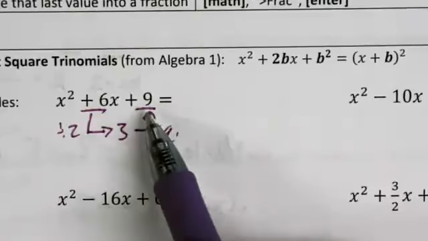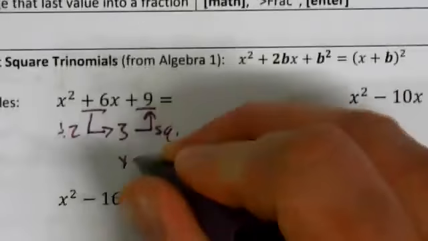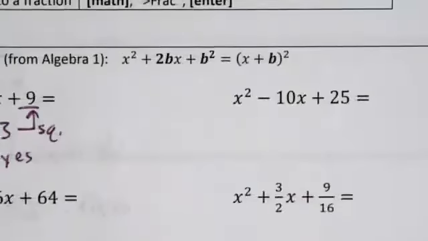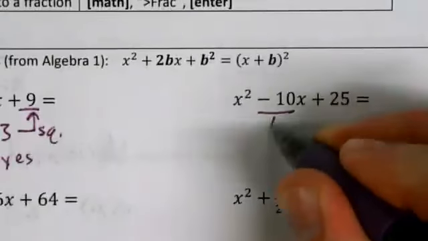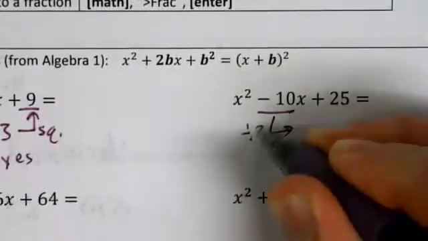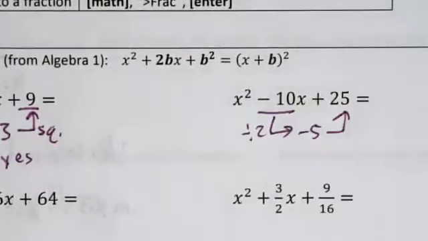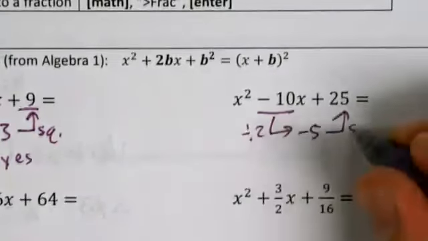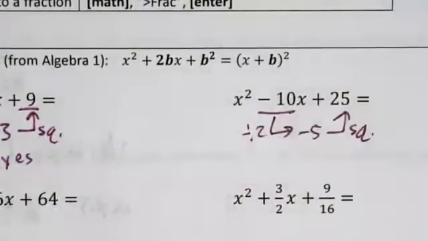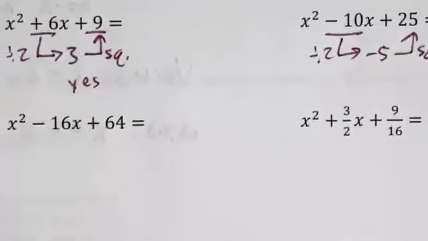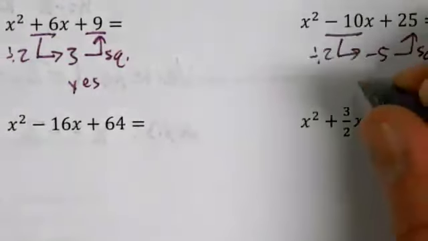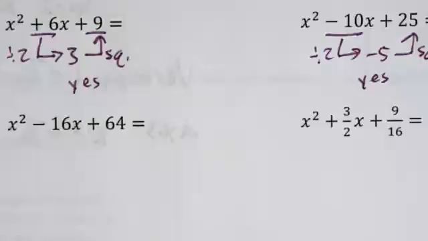Is this a perfect square trinomial? Yes. Check the second one with me. Take the -10, cut it in half. You're going to end up getting -5 and square it. Are you going to get 25? So yes, this is a perfect square trinomial. Can you check those last two and just verify for me whether these last two are also perfect square trinomials?